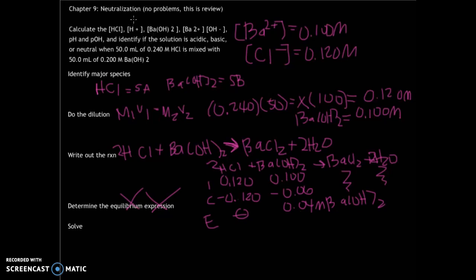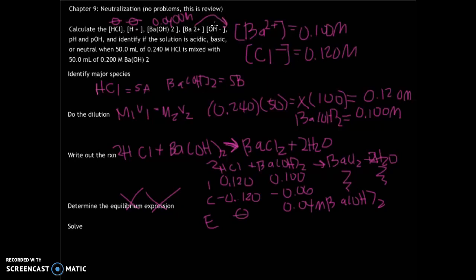How much hydrogen ion is left? None. It's my limiting reactant. Is that right? So there's also no HCl. Okay. How much barium hydroxide? I just got 0.04, 3 sig figs, molar. I did my barium ion right there.